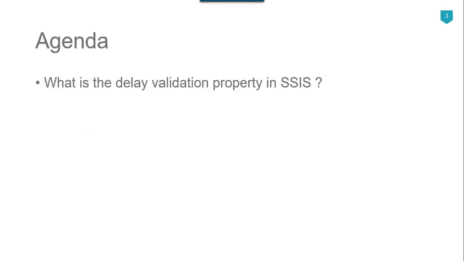So the agenda of today's video tutorial is what is delay validation property in SSIS. In an SSIS package there is a property which is called delay validation. By default that property is set to false.